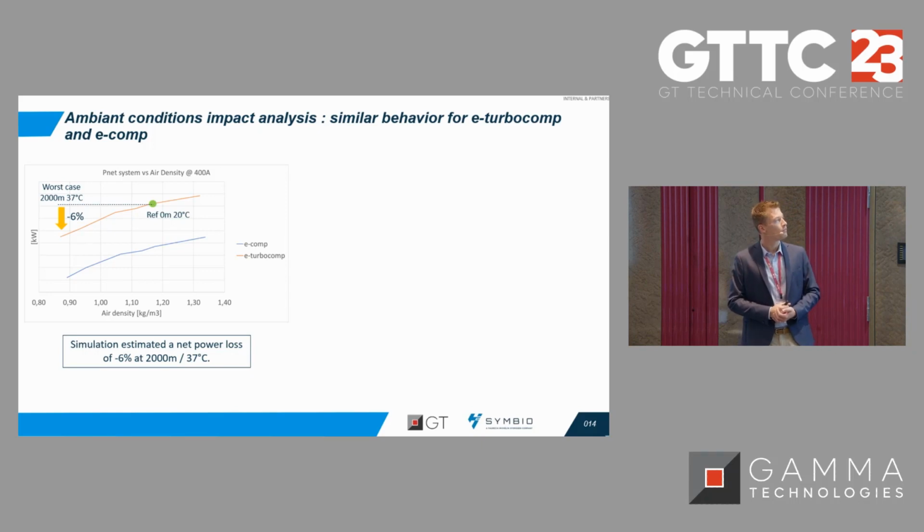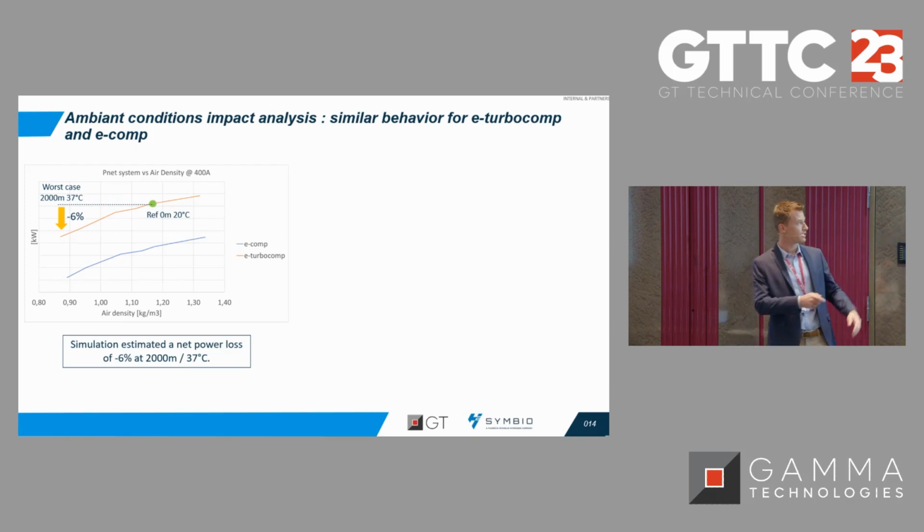So now I would like to present some architecture studies that we ran with this model. On this left graph, you can see the impact of the ambient conditions on the net system power output. This is a very important feature of the model because we cannot easily run some ambient tests. Here we can simulate altitudes, temperature, and so on.